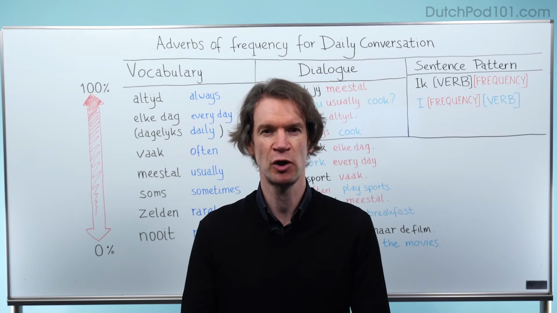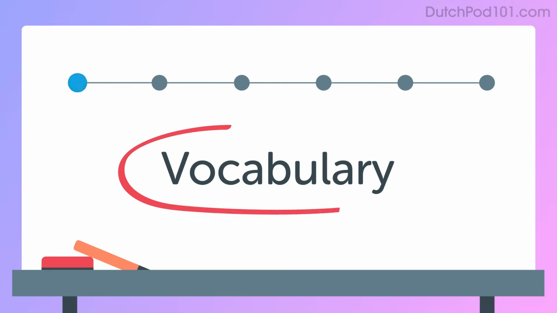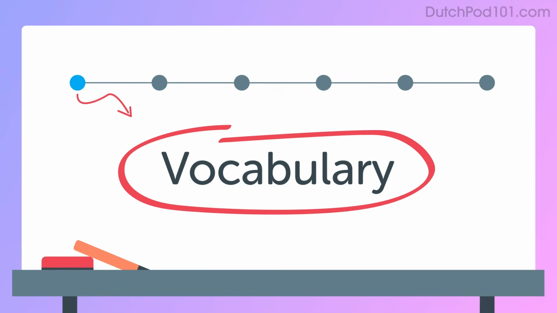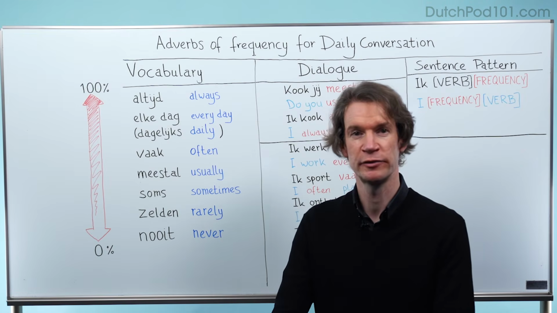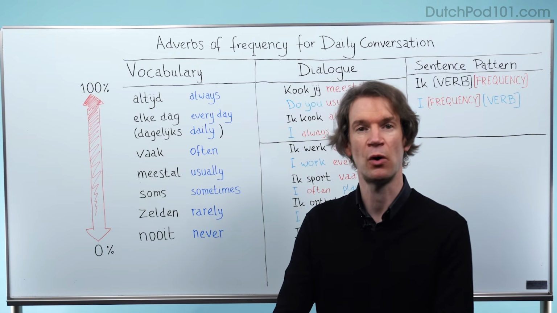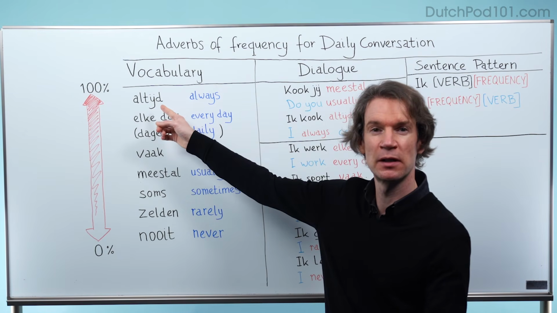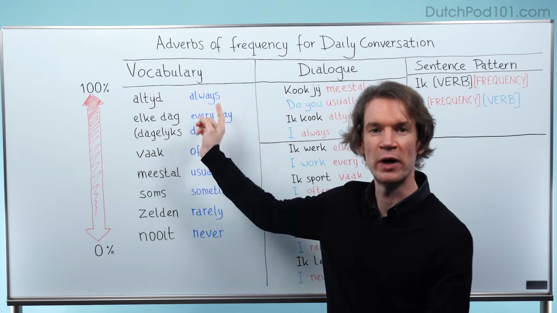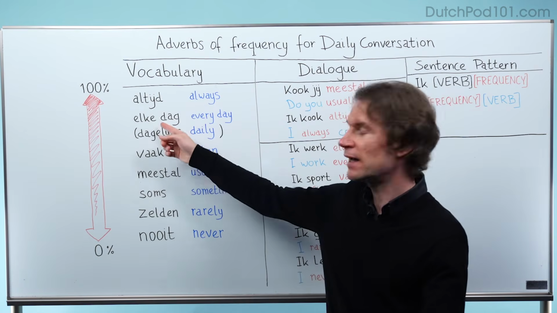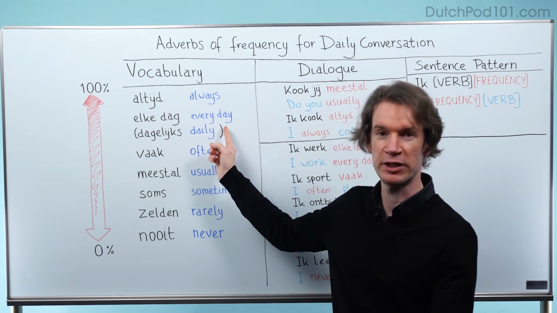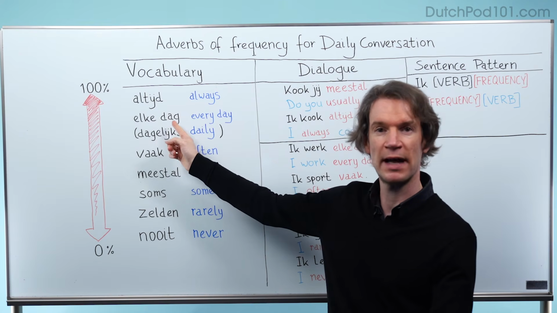In this lesson you'll learn common adverbs to describe the frequency of daily activities. Let's start by looking at the vocabulary. First we have altijd or always. Altijd. Always. After that we have elke dag. Every day. Elke dag.